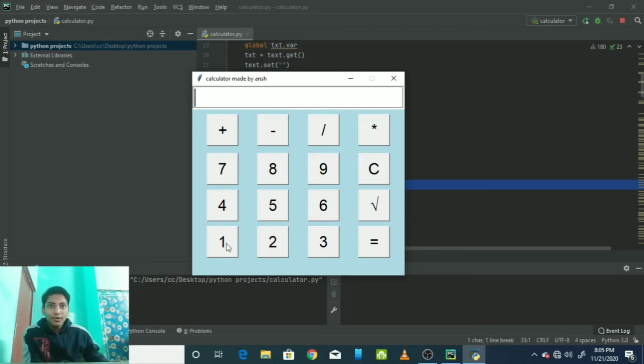Let's check the root button. So let's take 256, and the root 16, again the root 4, again the root 2. Wow. So how's the calculator?